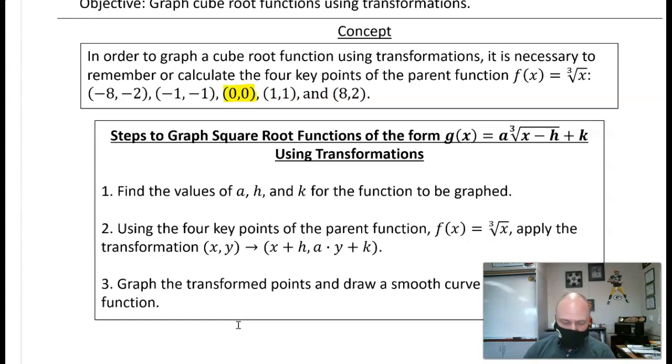So what we have to do first, find values of A, H, and K. What are the A, the H, and the K, and try to think about the effects. So that will help transform your graph.